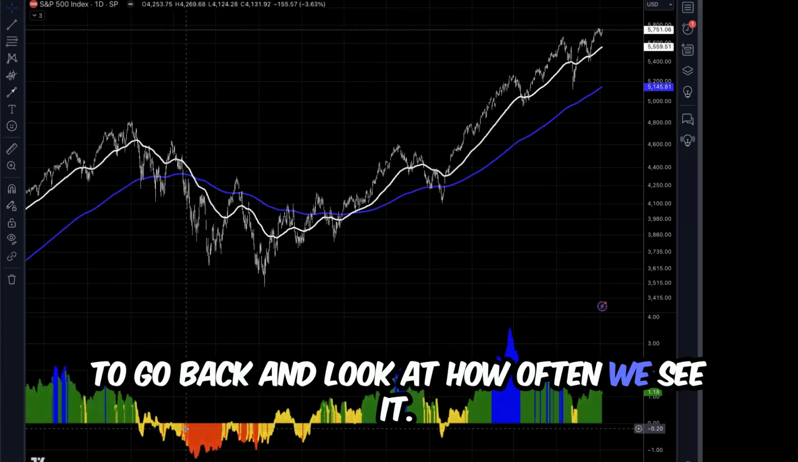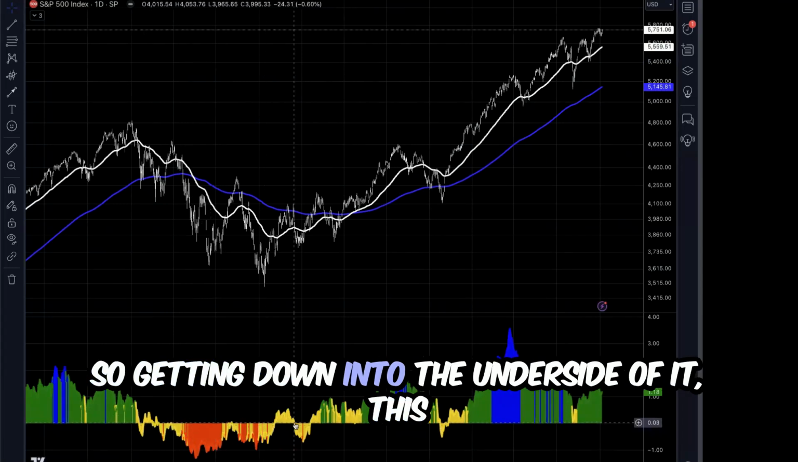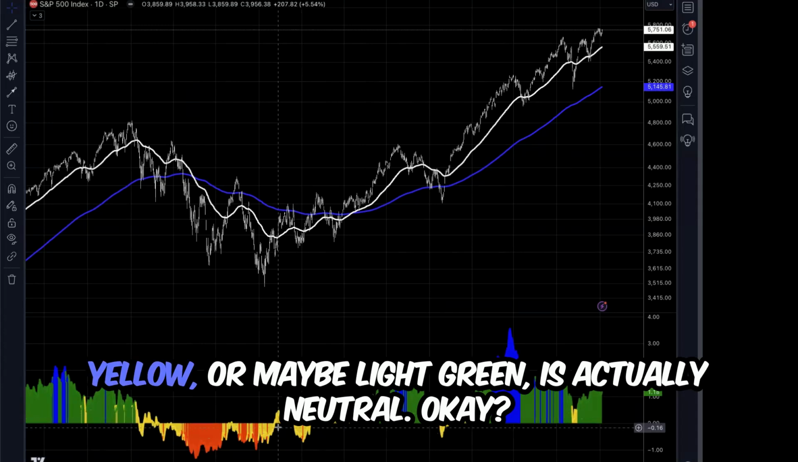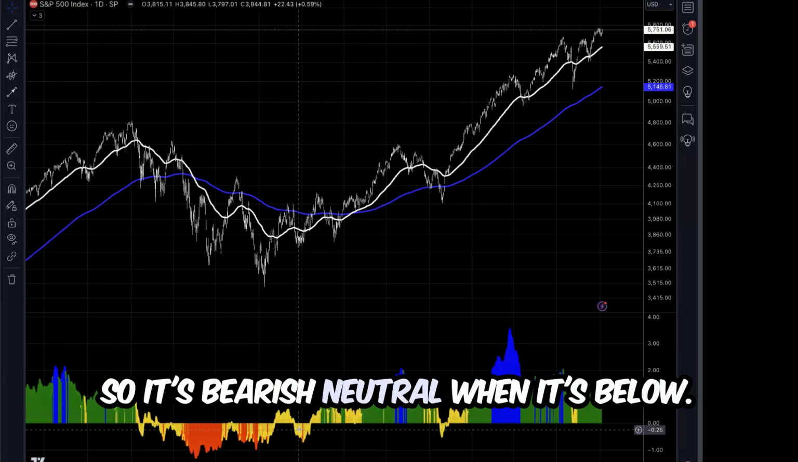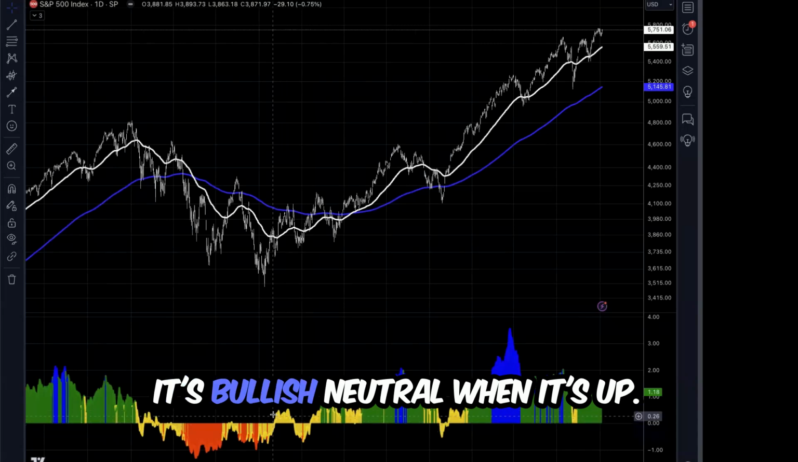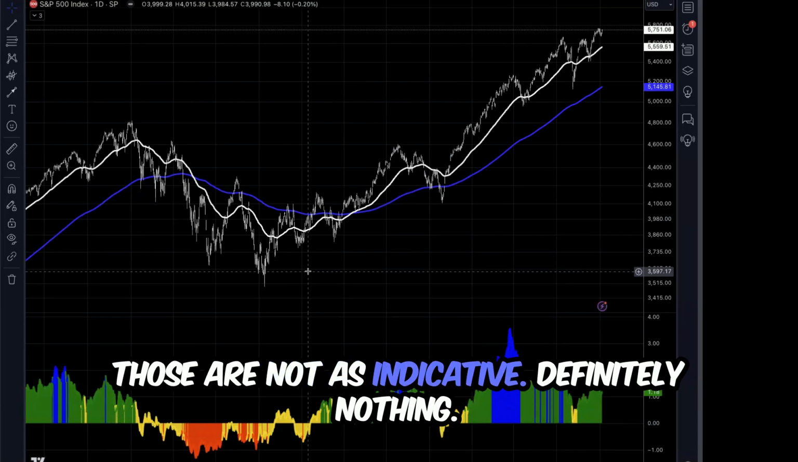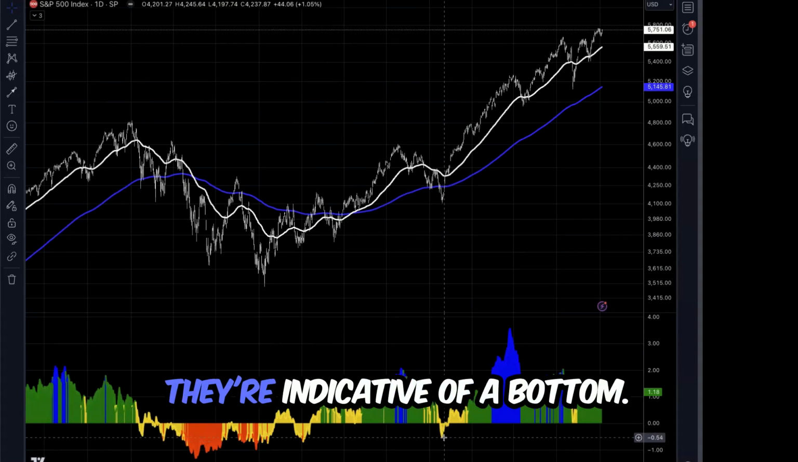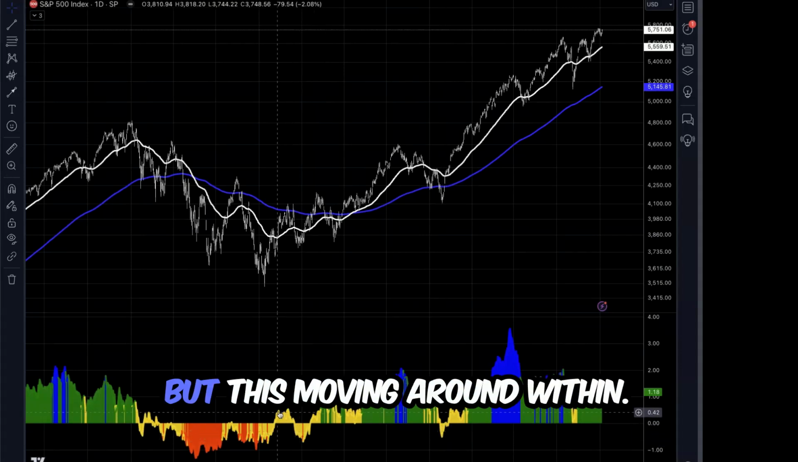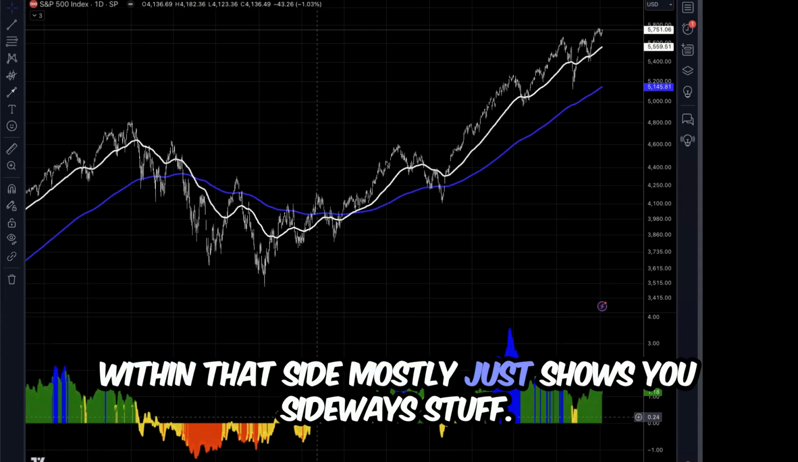Now, what I want to look at here is how often we see it. Getting down into the underside of it, this yellow or maybe light green is actually neutral. It's bearish neutral when it's below, it's bullish neutral when it's up. That's mostly transition area. Those are not as indicative. When they're negative, they're indicative of a bottom. But this moving around within that side mostly just shows you sideways stuff.